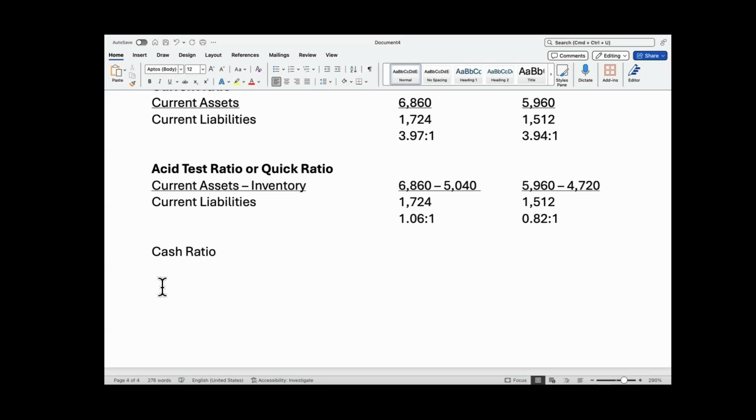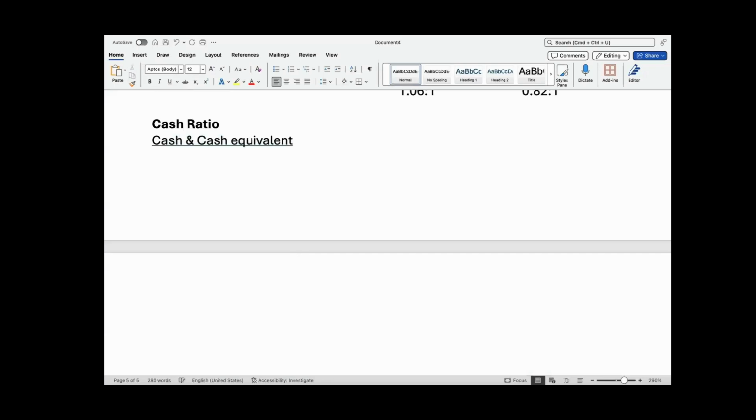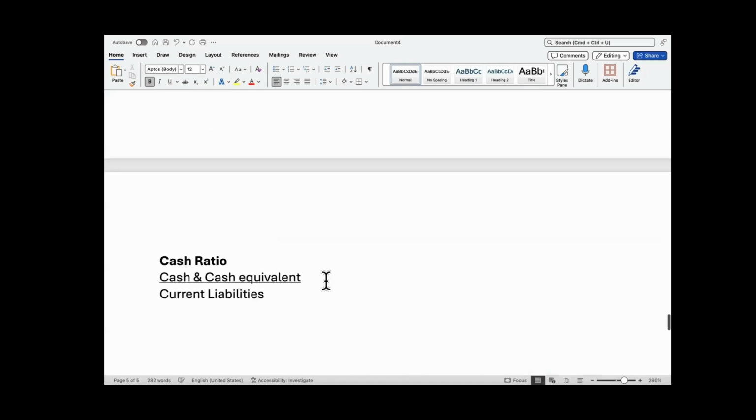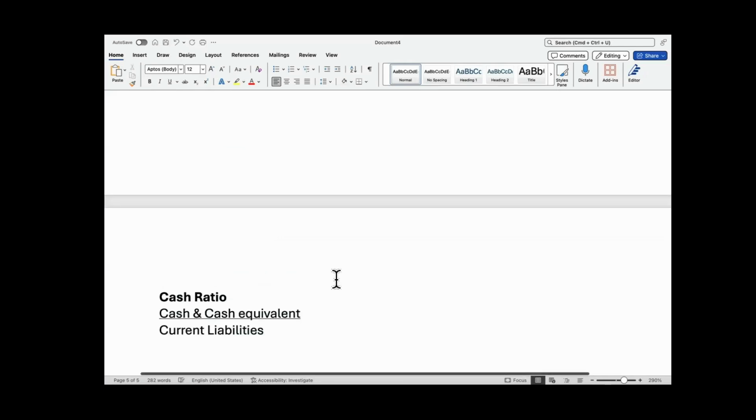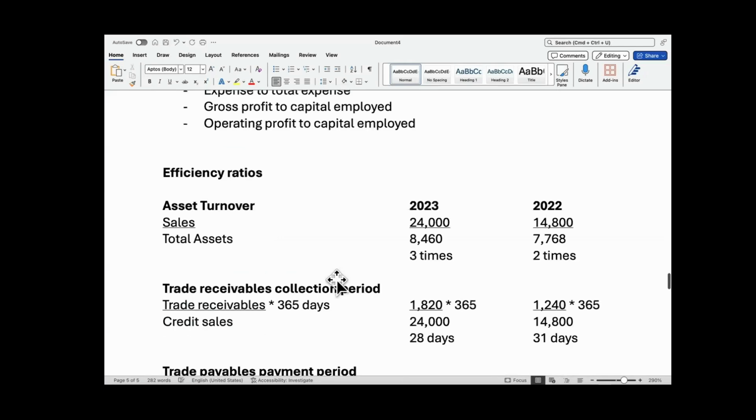Let's do cash ratio, which is cash and cash equivalents divided by the current liabilities. This one is looking at your ability to settle your liabilities with cash. With cash. So let's check our statement of financial position.